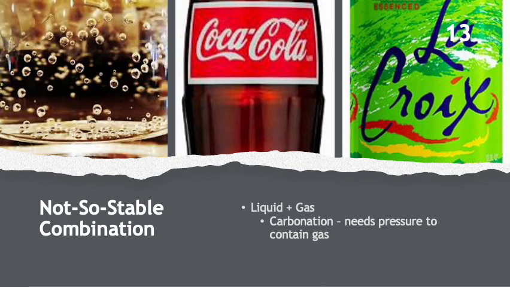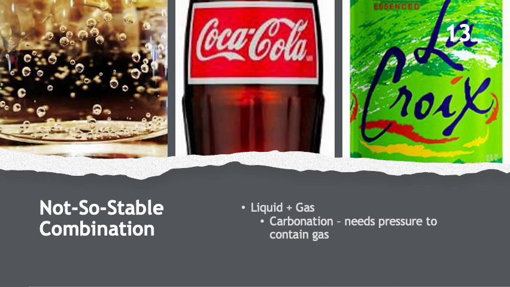Then we have a combination of liquid plus gas, and this is a combination that is not very stable. So this is not stable, and this is called carbonation, and it needs pressure to contain gas. So if we think about a can of Coke, for example, when we open it and we dispense the Coke like in a glass, we can see bubbles. We can see that there's bubbles, and these bubbles are carbon dioxide that have been partly solubilized in the liquid.